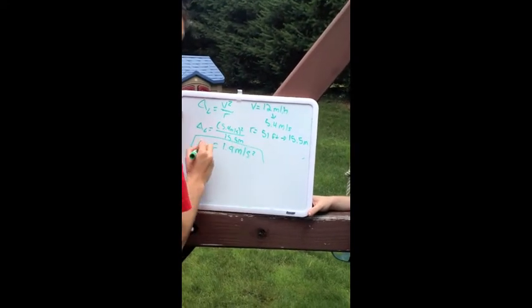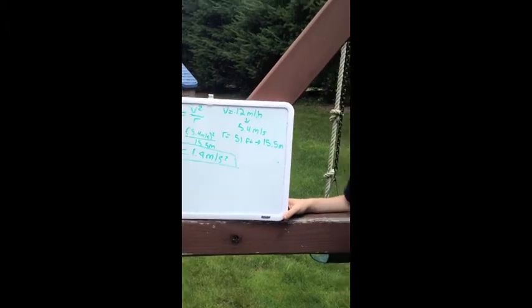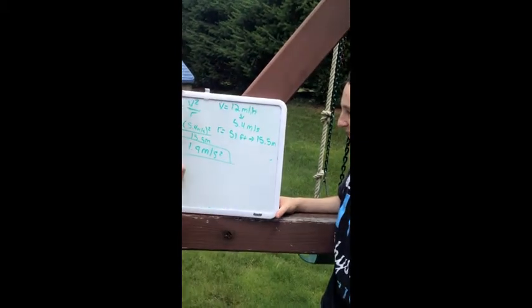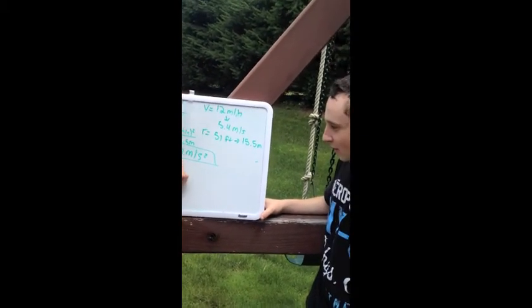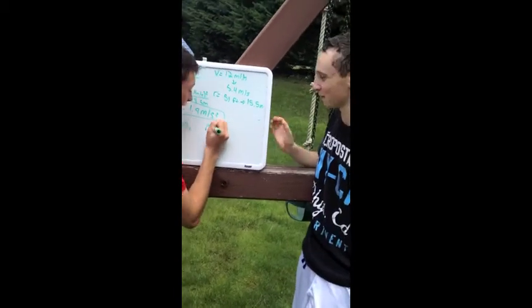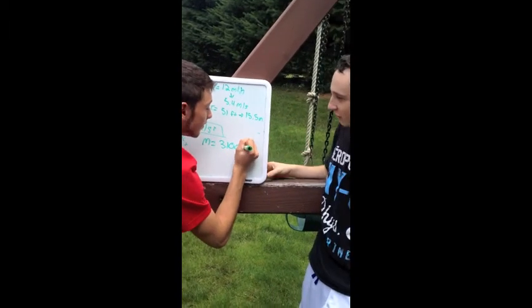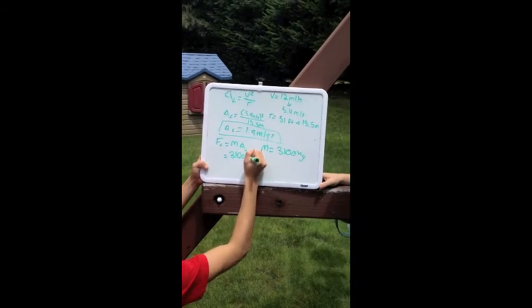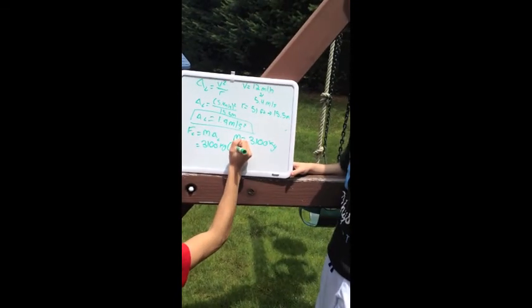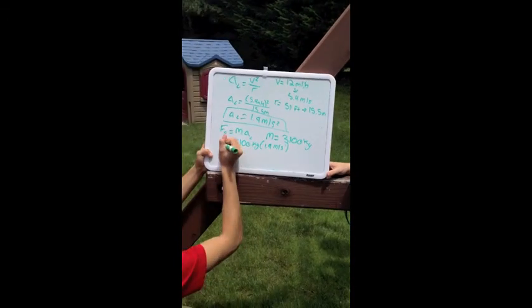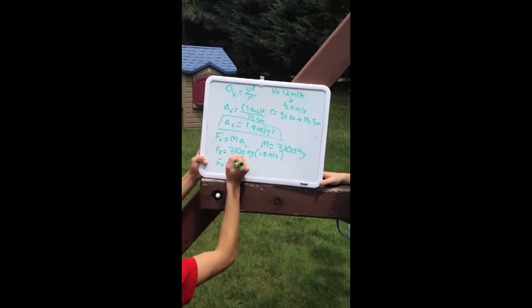So now that we got that, let's move on to centripetal force, which is FC equals MAC. According to Land Rover, the mass of their car is 3,100 kilograms. Plug that in. M equals 3,100. And we found our AC, which is 1.9 meters per second squared. So 3,100 kilograms times 1.9 meters per second squared should give us about 5,890 newtons.